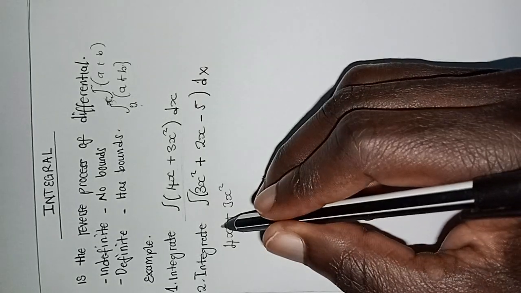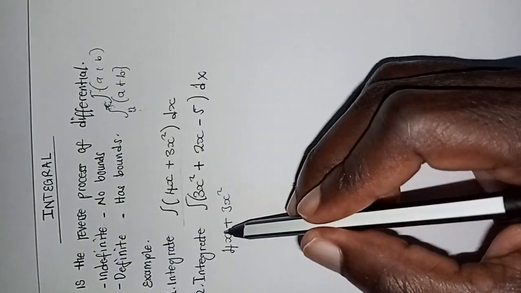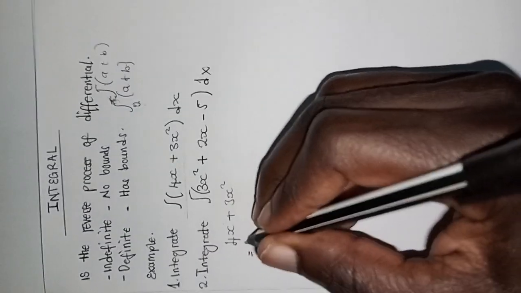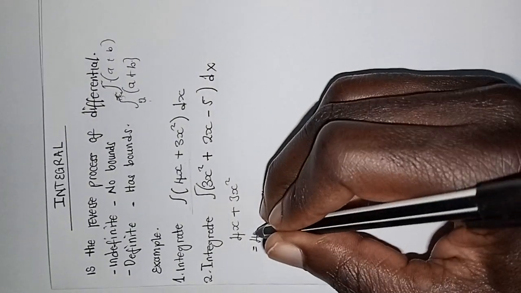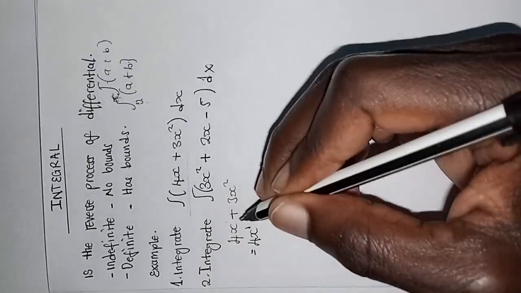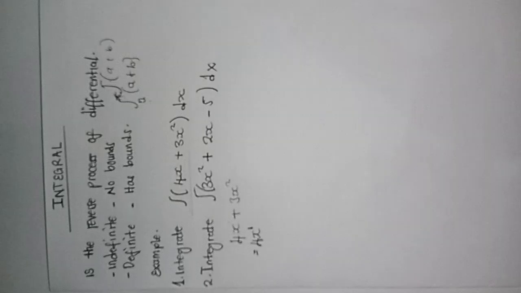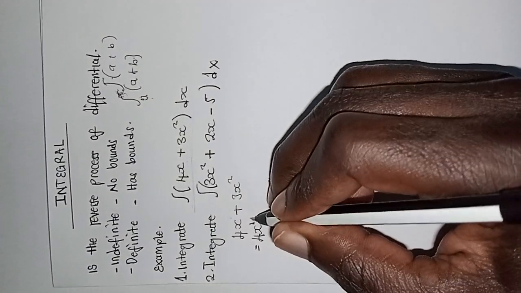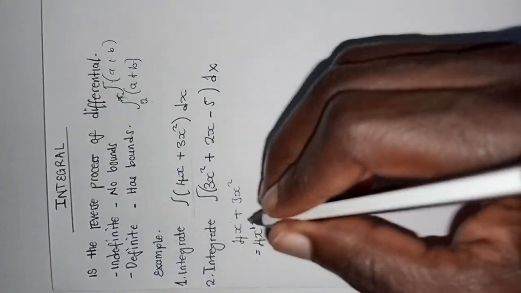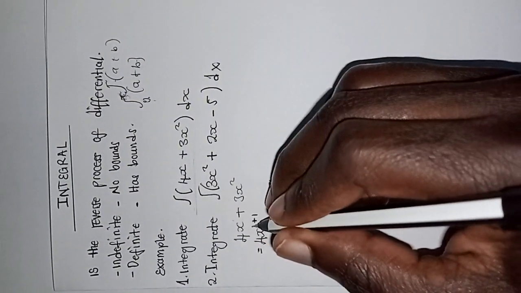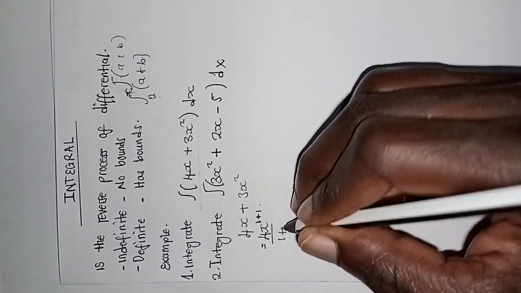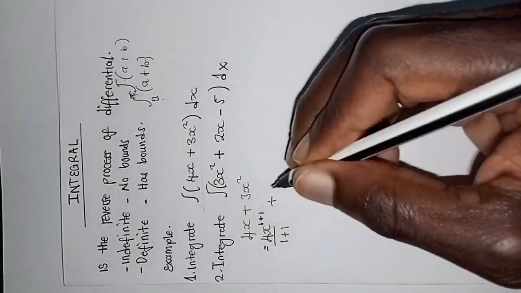Remember that here we have an invisible 1 as the power. We are not multiplying this 4, it will just be like this: 4x. Remember there is an invisible 1 here. Instead of the power reducing by 1, it will now be increased by 1. Always, you just add 1 to the power. So 1 plus 1, and we divide by this new power, which is 1 plus 1.